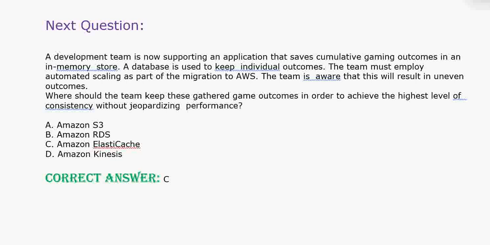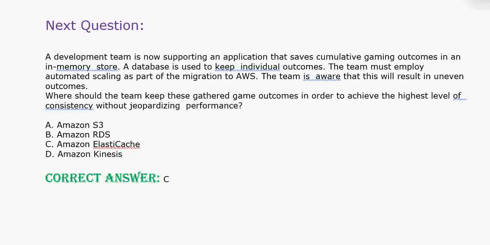The next question is, a development team is now supporting an application that saves cumulative gaming outcomes in an in-memory store. A database is used to keep individual outcomes. The team must employ automated scaling as part of the migration to AWS. The team is aware that this will result in uneven outcomes. Where should the team keep these gathered game outcomes in order to achieve the highest level of consistency without jeopardizing performance?